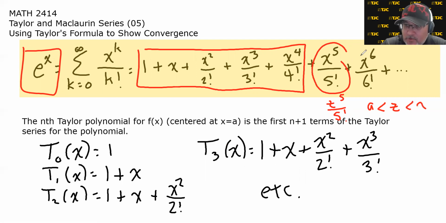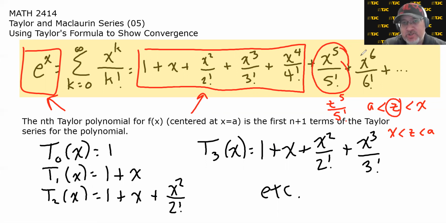Now here's where I have to be careful. This x could be less than a, so the relationship could look like this. Both of those say z is between x and a, and that's what Taylor's formula says: the difference between what we're approximating and what we're approximating it with is equal to the next term for some number between x and whatever the center is. And we can use that to show convergence, because we can now set up an expression for the remainder, take its limit, and show it's equal to 0.